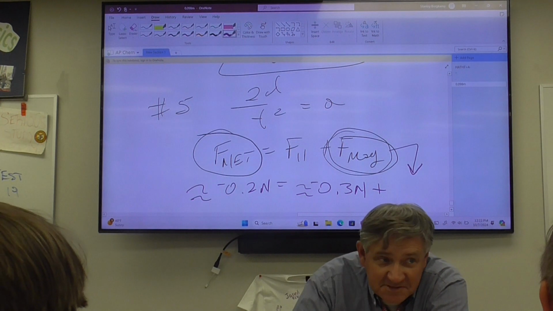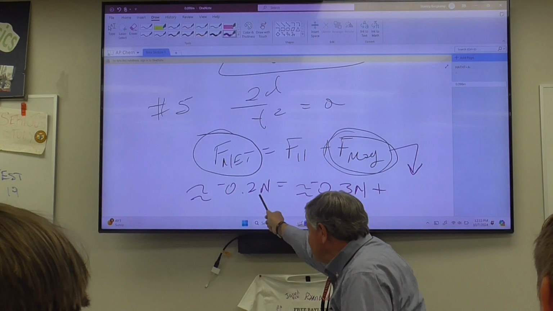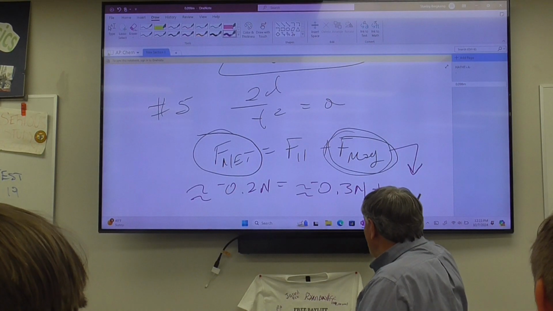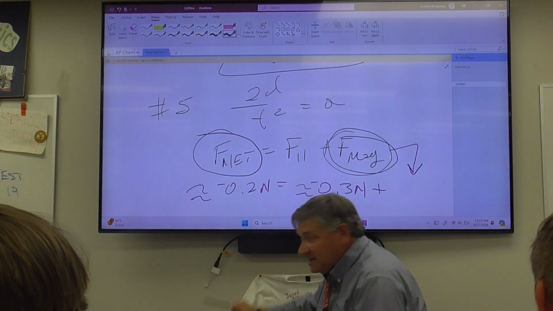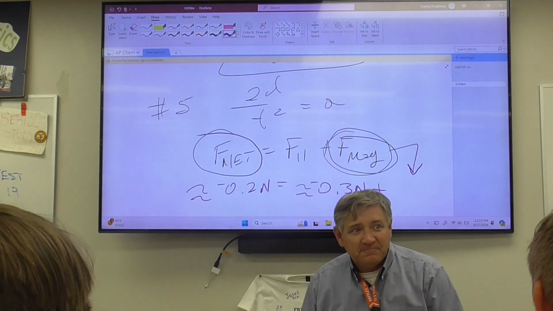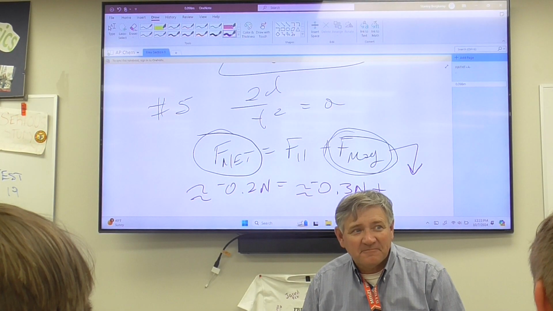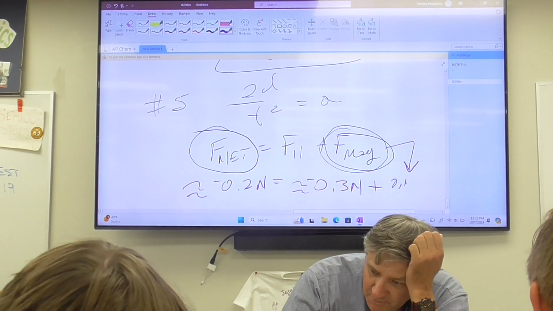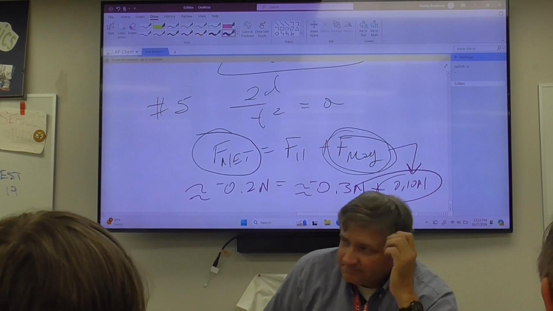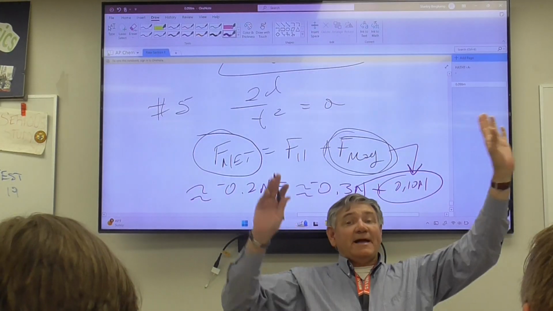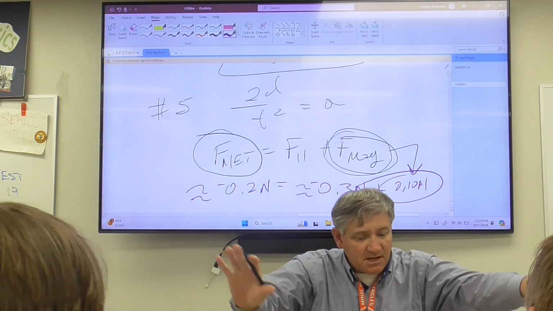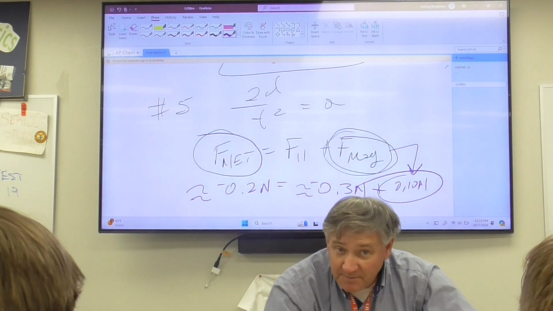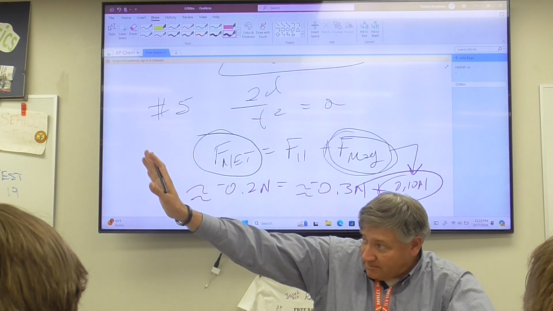No, look at these numbers. This is negative 0.2, this is negative 0.3. What do I add to negative 0.3 to get to negative 0.2? 0.1. Beautiful. 0.1 newtons. Okay? So the force of the magnet in very round numbers is going to be about 0.1. It's going to be a positive value because that's acting up the hill.